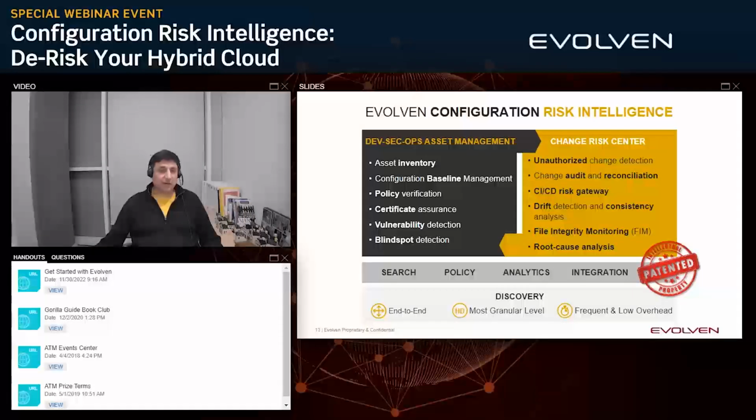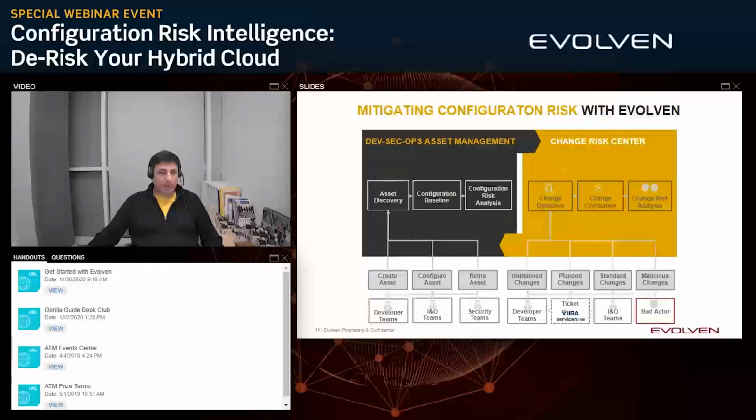The second category of use cases addresses risk introduced by changes that modify production configuration. These use cases include the detection of unauthorized changes that are not approved by change requests in the service desk, or some form of approved automated deployments. Evolven integrates an additional gateway into CICD pipelines to assess risks in the deployed configuration and changes going through the pipeline. We detect inconsistencies within and across multiple environments, monitor file integrity, automate root cause analysis by correlating changes to investigate issues, and so on. And again, it's just to give you a sense of what you can do with Evolven, with all its capabilities.